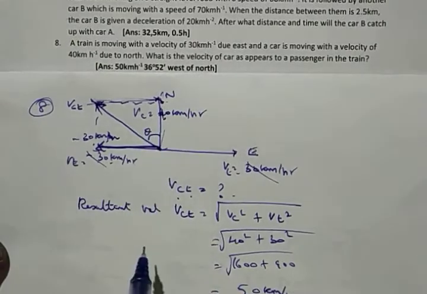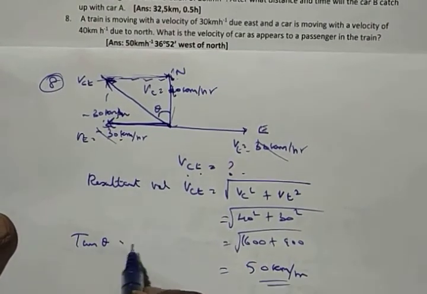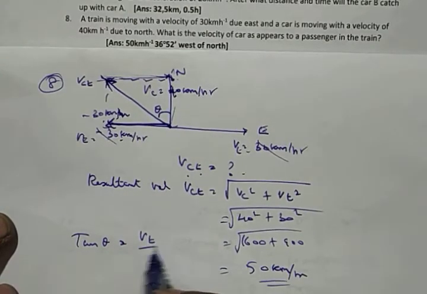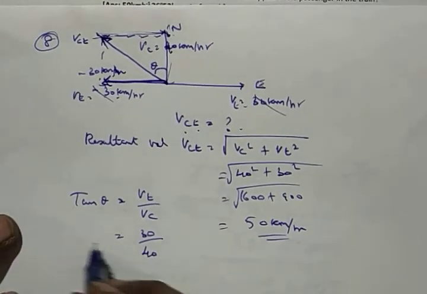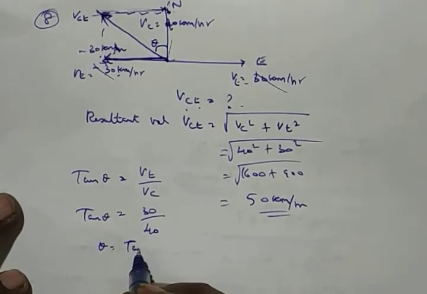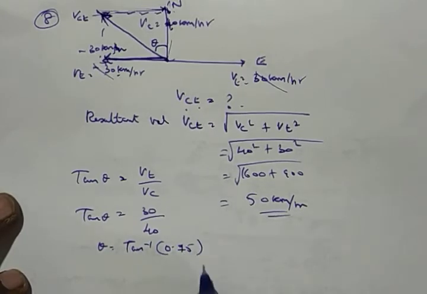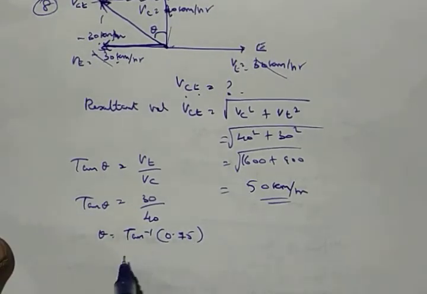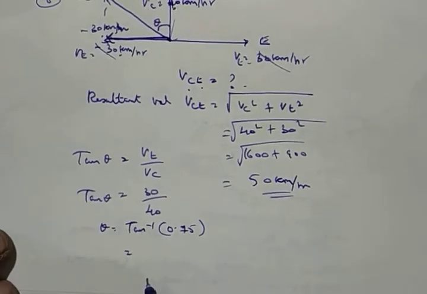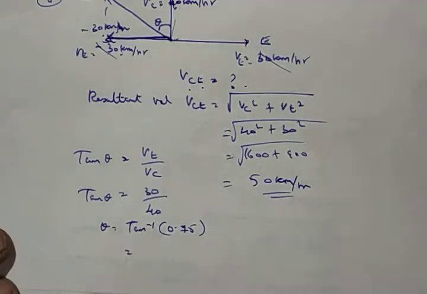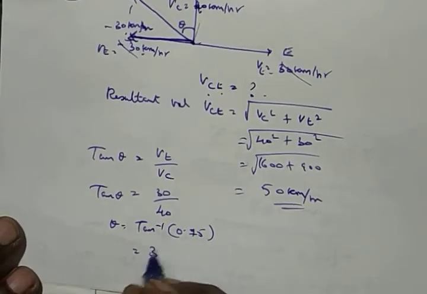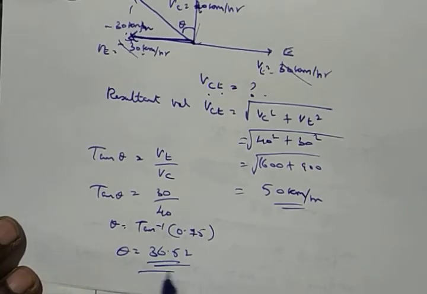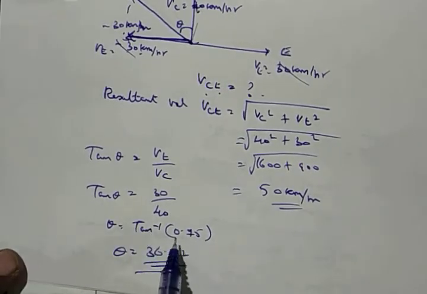Now you need to find the angle here. Tan theta is going to be equal to Vt upon Vc. What is Vt? It is 30 upon 40, that is tan theta. Theta is equal to tan inverse of 0.75. When you put this in, you will get 36.52 degrees. You can use a scientific calculator also: just type 0.75 and press tan inverse, and you will get this answer.